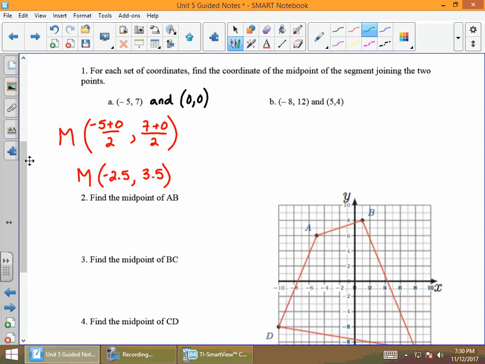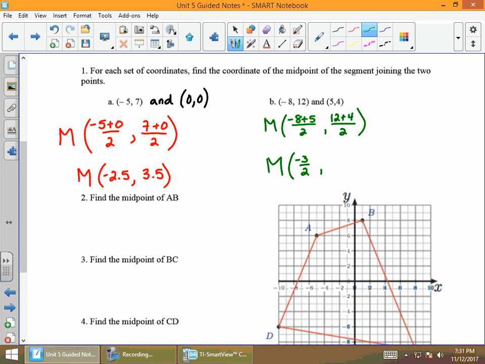For example B, find my midpoint. Take my x's, -8 plus 5, divide by 2. And my y's are 12 plus 4, divide by 2. All right, so for this midpoint, -8 plus 5 is -3, divided by 2 is -3/2.